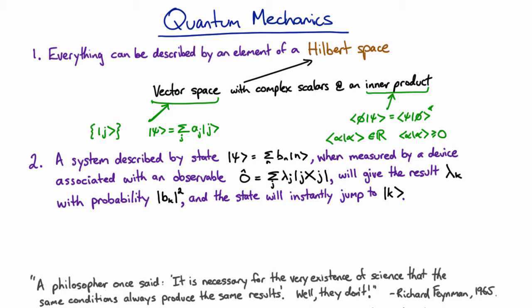We're ready to complete our list of fundamental postulates of the theory of quantum mechanics. The first one, collectively, is that everything can be described by some element of a Hilbert space, which is a fairly abstract thing. So the second postulate is all about how we get numbers out of that.